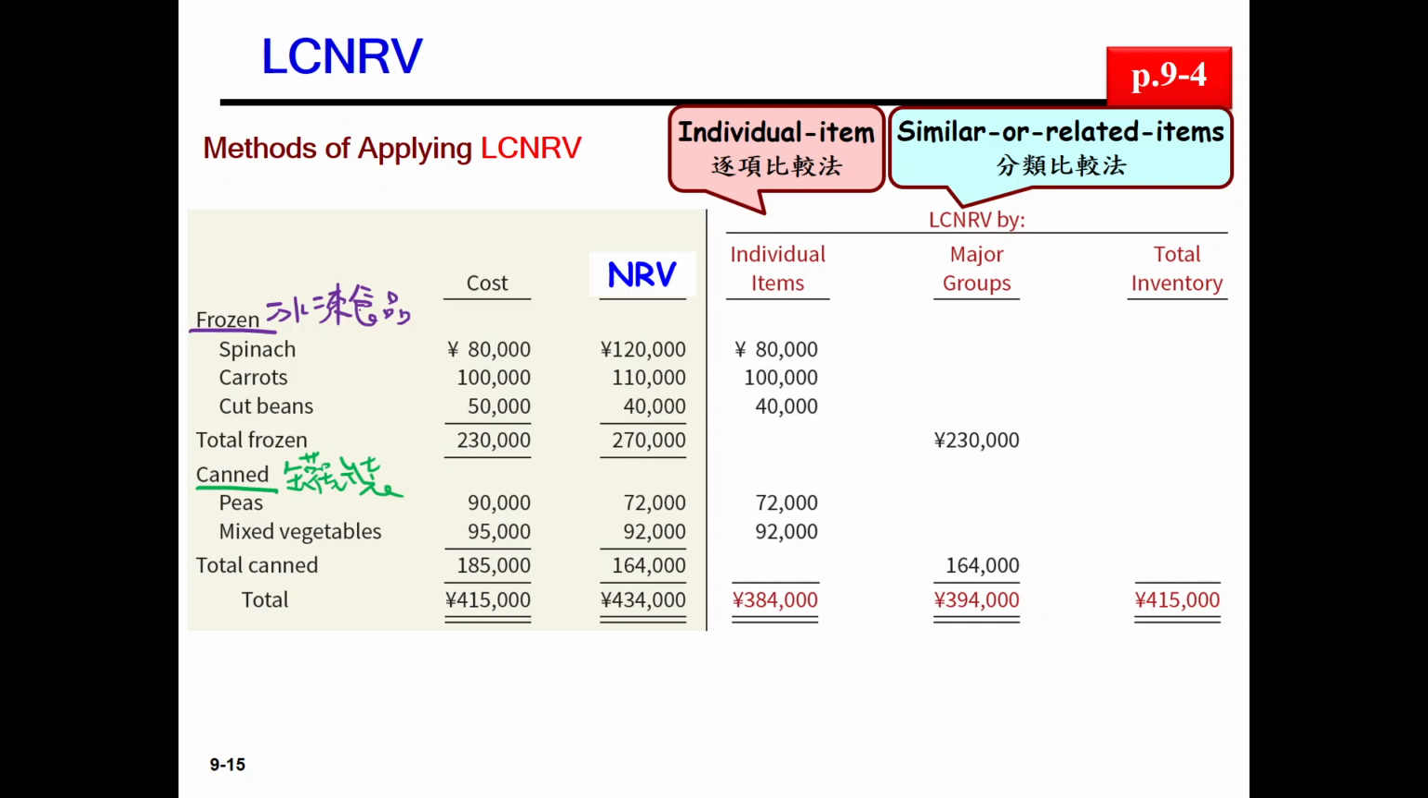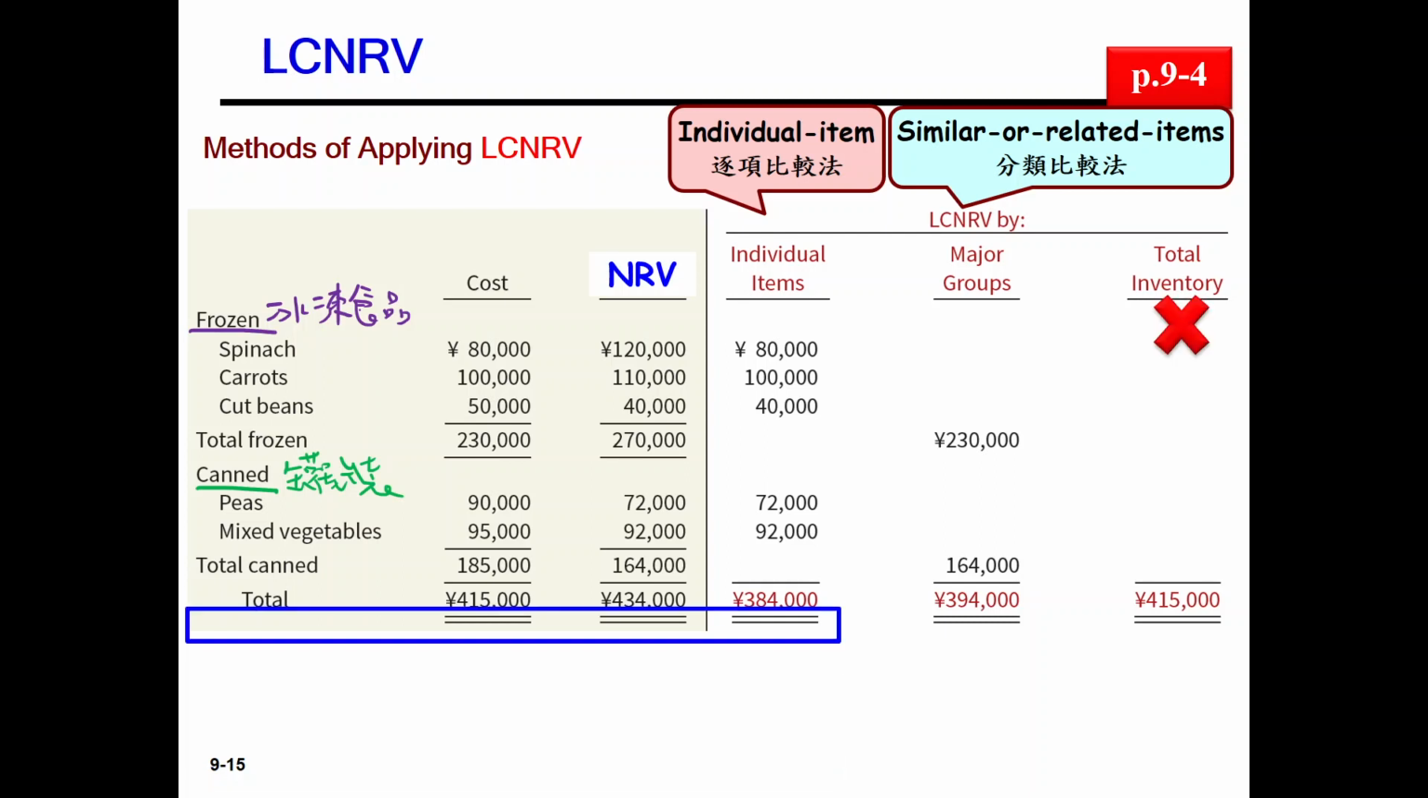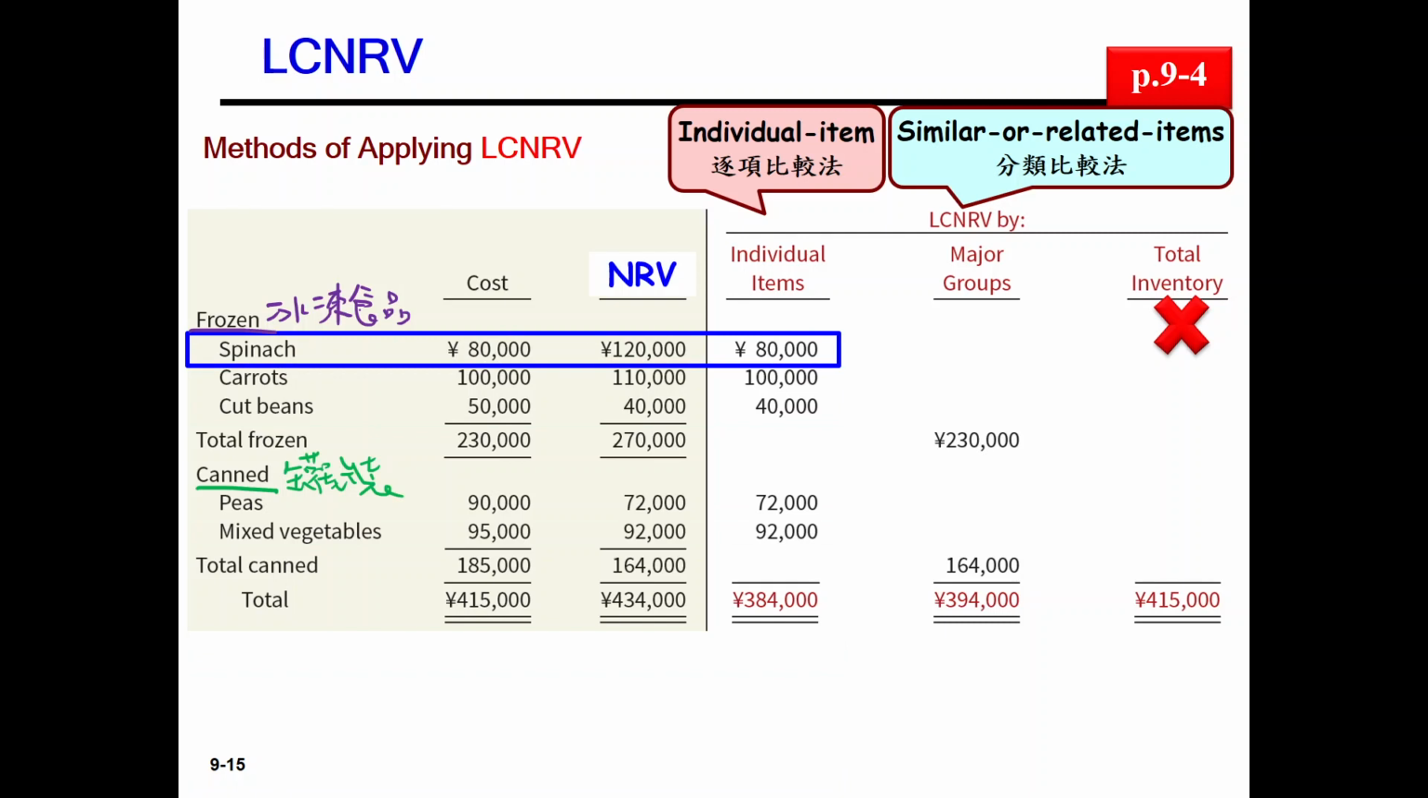So right now, what we are going to do, if you use the individual item method, means we compare each item. So based on the first item, we find out the cost is $80,000 compared to NRV 120. We choose the lower one, and so on. So you compare each item, and you find out the total number for your LCNRV.